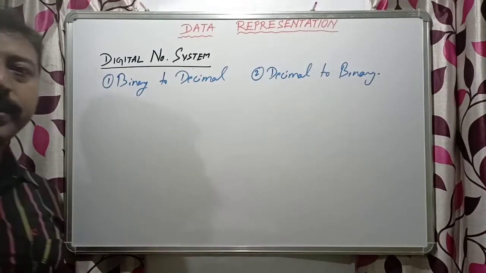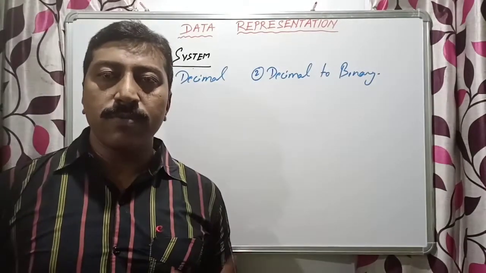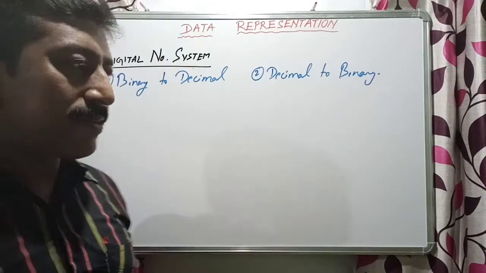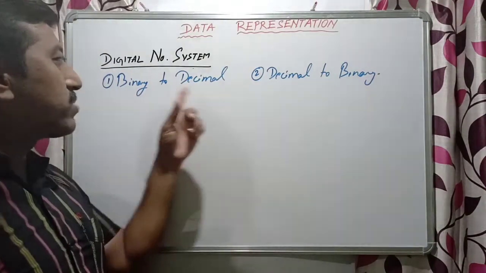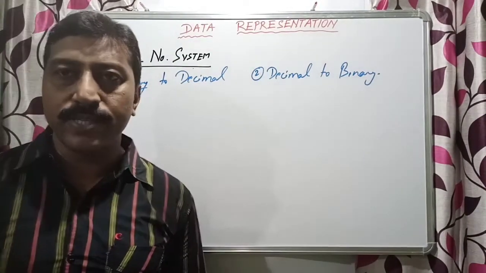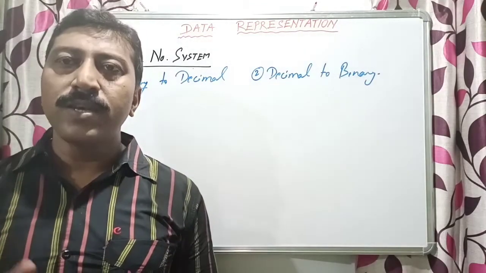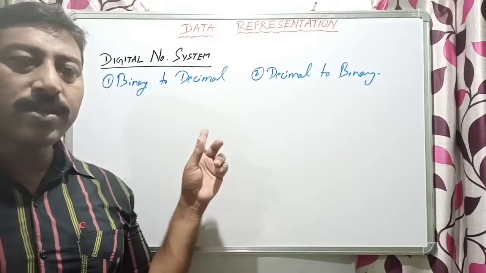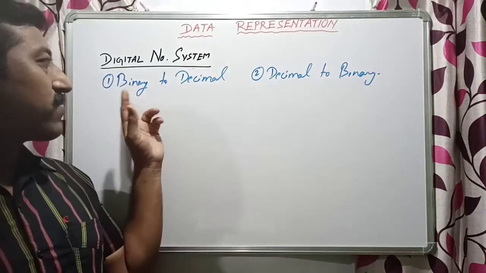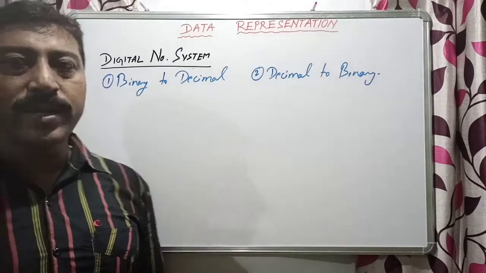So students, today we'll discuss the first 2 conversions that I will show you. The first one is binary to decimal number system and decimal to binary number system. So I am showing you how to convert one number system to another number system. We'll do it one by one. So first we will cover binary to decimal and decimal to binary.